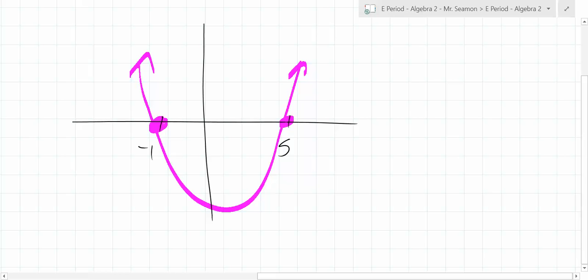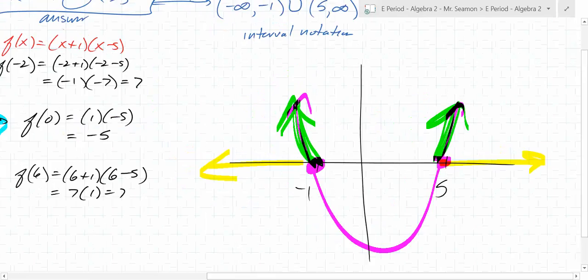Where is this greater than 0? It's greater than 0 here, right? And it's greater than 0 here. What are the x values there? The x values there are less than -1 or greater than 5. Well, what about the middle? Less than 0. That's the whole place where it's less than 0. We're only looking for it when it's greater than 0 on this one.